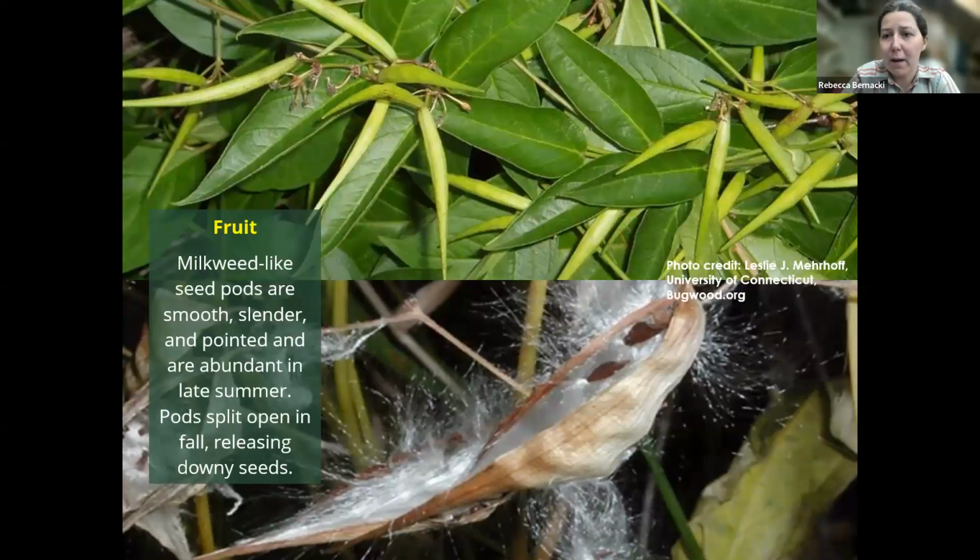The fruit, as Sean mentioned, the species is closely related to milkweed. So it does have these milkweed-like seed pods that are smooth and slender, but they're pointed tips, and they're going to be pretty abundant in late summer. These seed pods surprise me every year. They get on those plants way earlier than I expect. Late summer, or into the fall, these seed pods are going to split open, just like our milkweeds, and they have those downy seeds that are just really, really great at being wind dispersed and spreading themselves around.